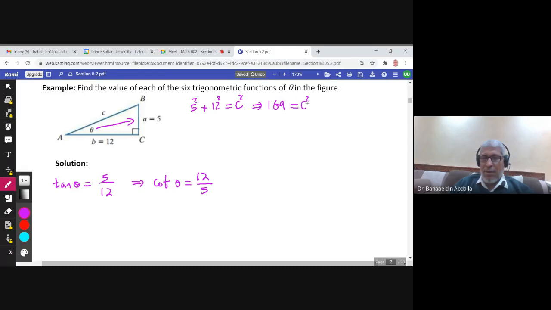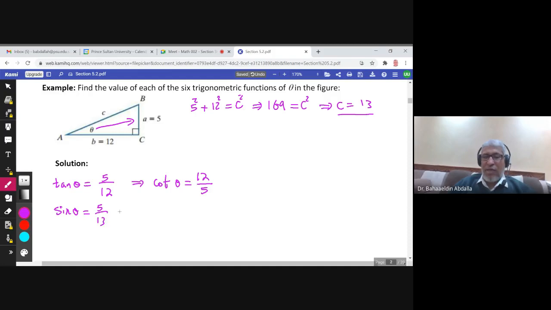So taking the square root, C would be positive or negative square root of 169, which is 13. But C, as a length of side, cannot be negative, so we take the positive number only. So C is 13. Once I have C, I can find sine theta. Sine theta, opposite over hypotenuse, 5 over 13.